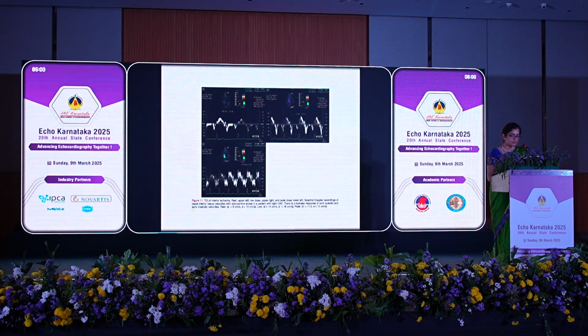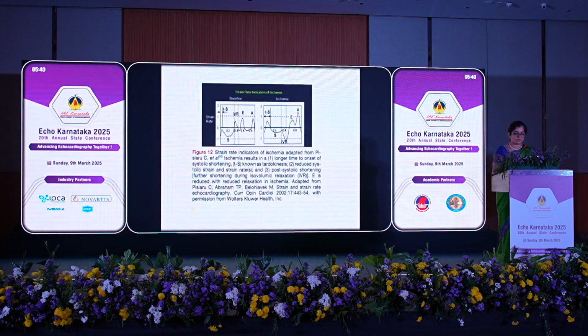However, when high dose dobutamine was administered, it actually came down to 8, and the E prime also went up during low dose dobutamine, and again when high dose dobutamine was given, it came down significantly. So this is the concept of tardokinesis that I was talking about, which can be seen in strain rate.